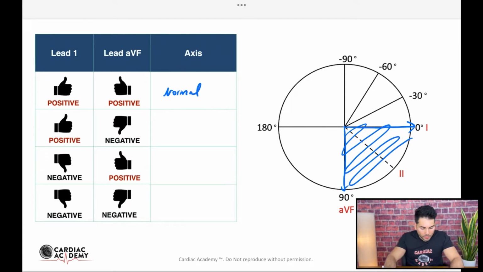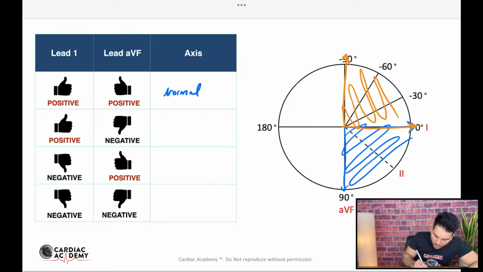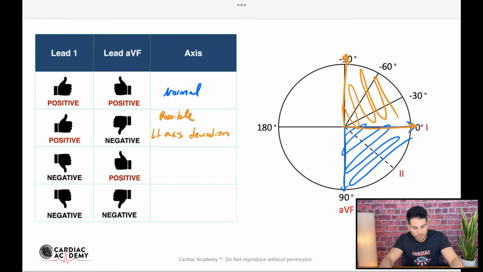Now in the next example, we see that we still have a positive deflection in lead 1. So it looks the same way. But now we have a negative deflection in aVF, so the depolarization is looking away from it. aVF is at the bottom, so away from it. And here, if we add those together, we have a possible left axis deviation, and I'm going to explain why possible later on, okay? So let's say possible left axis deviation, okay? All right, next example.